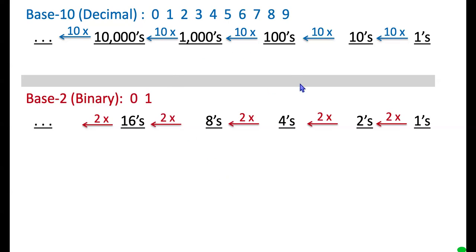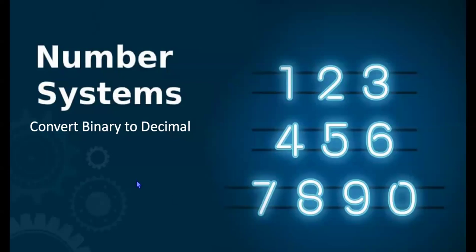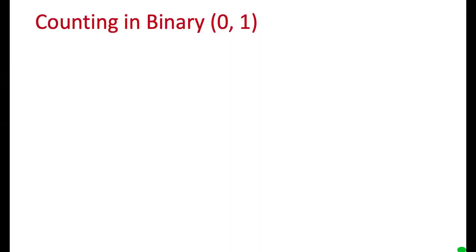Now, what can go in each of these columns is any of the symbols of that number system. So in base 10, we can use any values 0 through 9. In base 2, we only have 2 digits to work with: 0 or 1. That's it. All right, let's get into this. And this will make more sense as we convert from binary to decimal and decimal to binary.